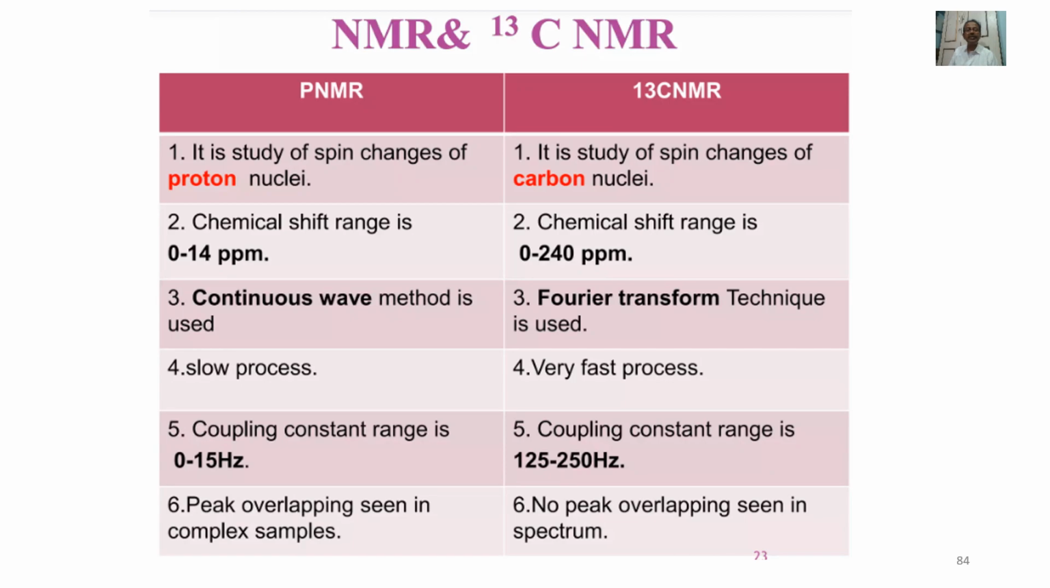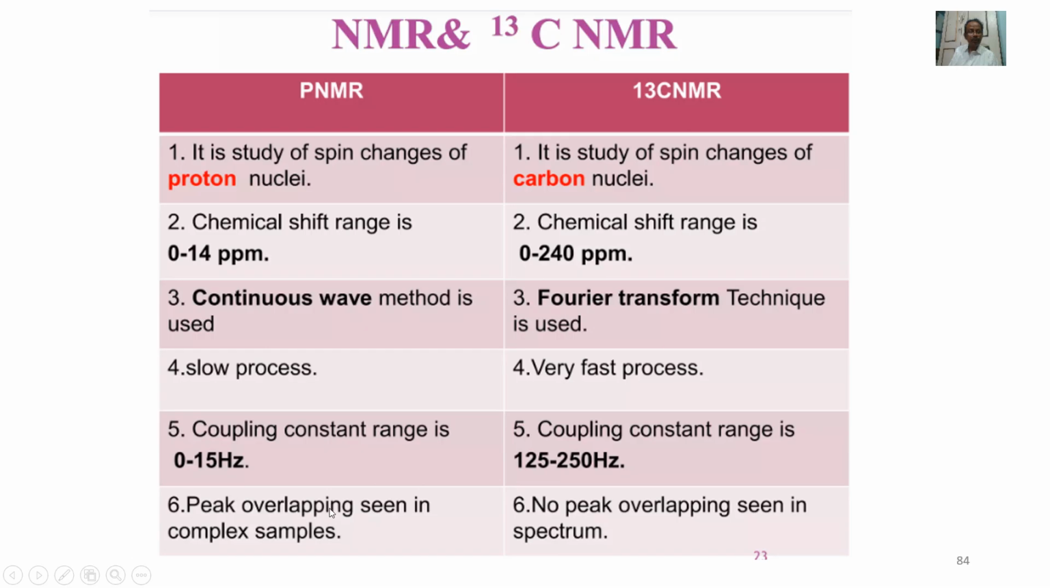Here is a comparison between proton NMR and carbon-13 NMR, proton NMR on the left-hand side and carbon-13 on the right-hand side. Proton NMR is a study of spin exchanges of proton nuclei; carbon-13 NMR is a study of spin exchanges of carbon nuclei. The chemical shift range is 0 to 14 ppm for proton, and 0 to 240 ppm for carbon. Proton NMR uses the continuous wave method, while carbon-13 uses the Fourier transform technique. Proton NMR is a slow process; carbon-13 is a very fast process. The coupling constant range is 0 to 15 Hz for proton, and between 125 and 250 Hz for carbon.